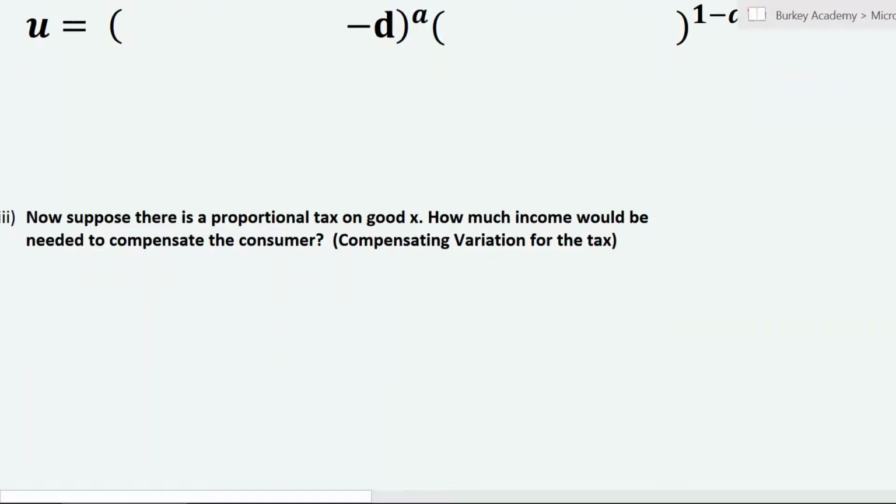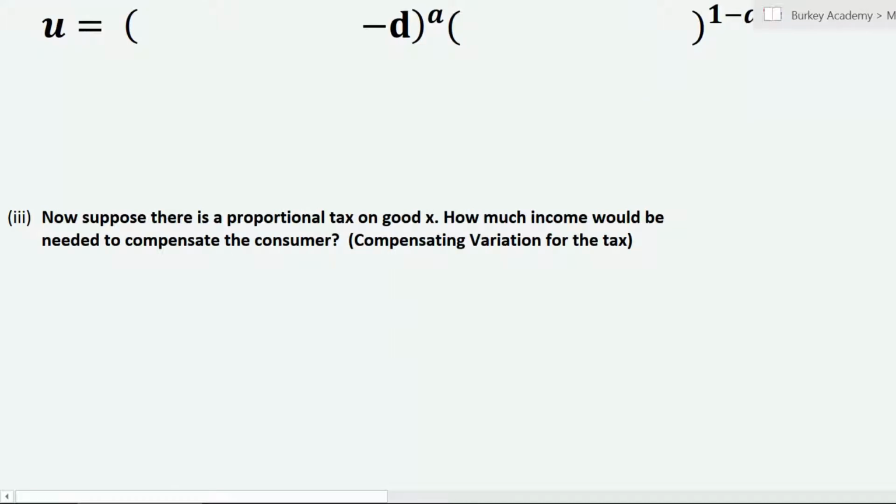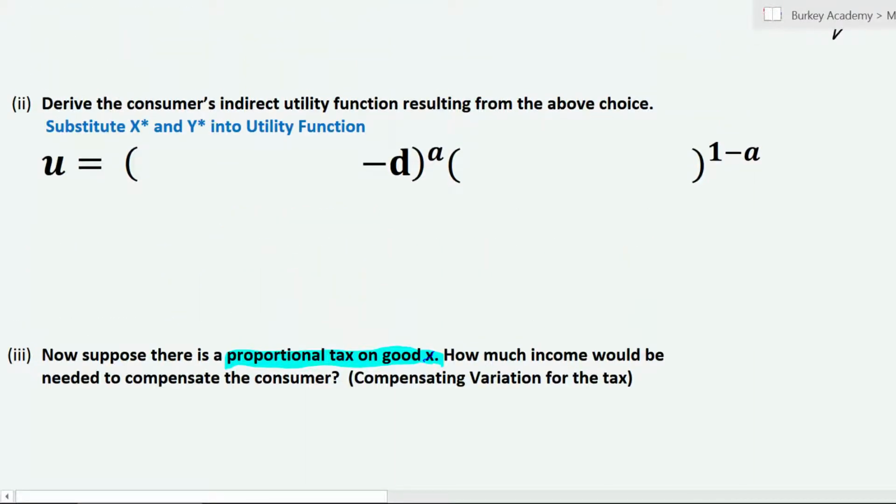The third thing, we're going to save for another video: suppose that the government puts a proportional tax on good X. We want to figure out how much we would have to compensate this consumer to get them back to the old utility level. I feel like this video is going to be long enough doing the first two things. Figuring out the compensating variation is not going to be that difficult, but in order to get it in a nice simplified form, it'll take some time. So we'll split that off into a separate video for those of you who are interested in doing that.